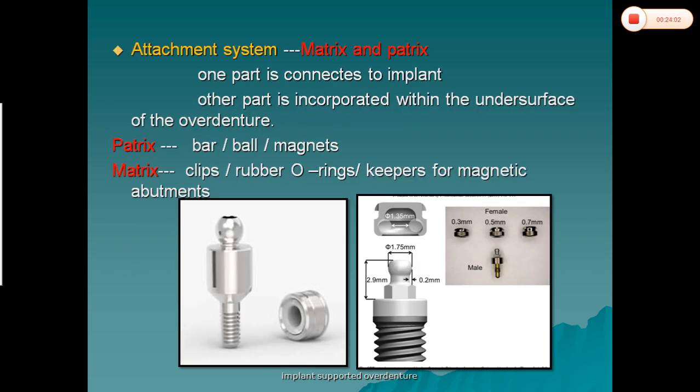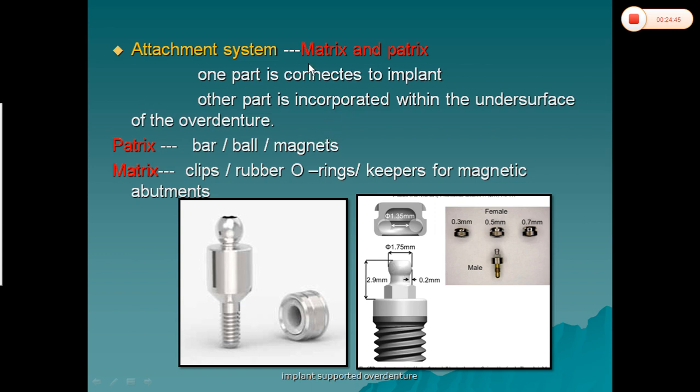Next, attachment. What are the attachments? We have seen ball type of attachment, bar type of attachment, or magnets. Usually, an attachment system consists of two parts. They are matrix and patrix. Usually, one part among these two is connected to the implant. For example, see here. This is the patrix or male part. It is the part connected to the implant. The patrix is connected to the implant ball.